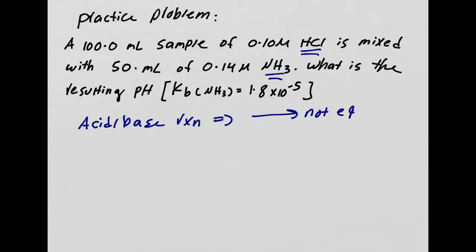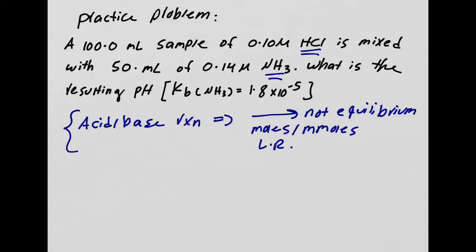It's not equilibrium, right? It's not equilibrium because it's an acid-base reaction and it has to do with moles, or sometimes I do millimoles because it's a nicer number, and it has to do with limiting reagent. So every time you have an acid-base reaction, because one acid will react with one base, you have a limiting reagent and a mole problem, not an equilibrium. It's a straight up reaction. This reaction will happen. There is no backward reaction.